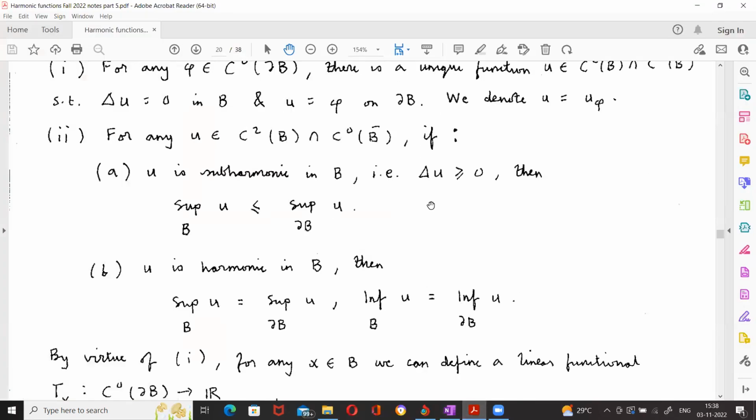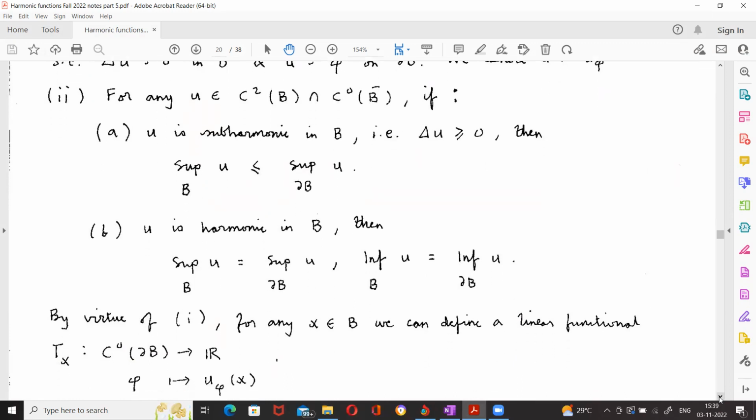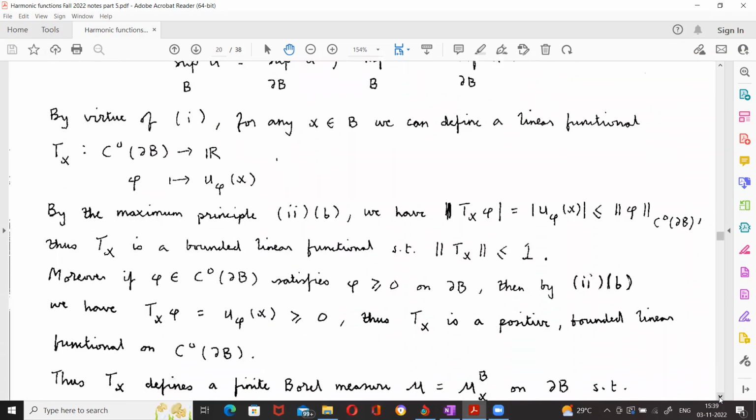All right. So at least we have the weak maximum principle on geodesic balls in a Riemannian manifold. There it's fine, right? Now, using this, we can define what are called the harmonic measures. First of all, for any point x in the ball B, we define a linear functional T sub x on the space of continuous functions on the boundary of B. What is the linear functional? You take a continuous function phi, you take the unique solution of the Dirichlet problem with boundary value phi and evaluate it at x.